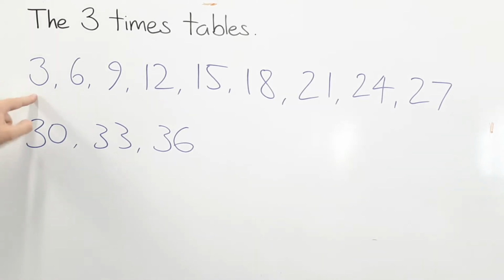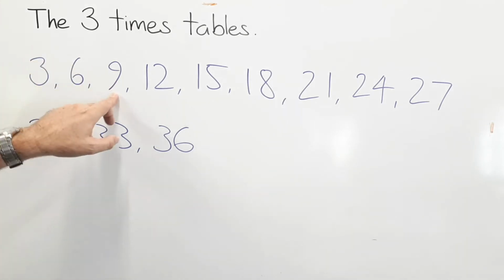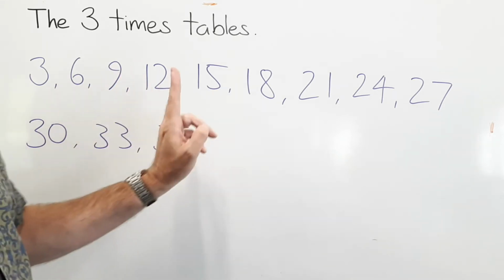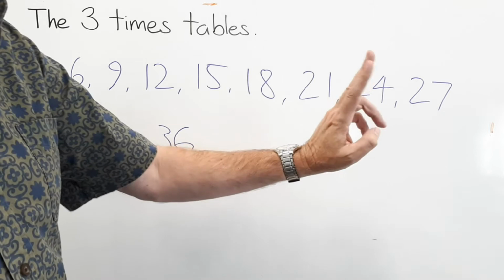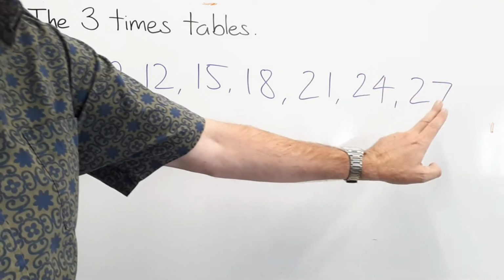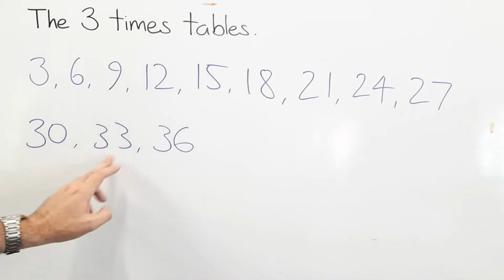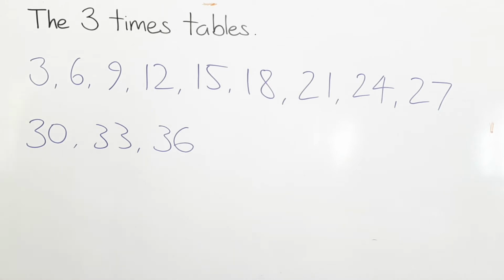1 times 3 is 3, 2 times 3 is 6, beg your pardon. 3 times 3 is 9. 4 times 3, 5 times 3, 6 times 3, 7 times 3, 8 times 3, 9 times 3, 10, 11 and 12.